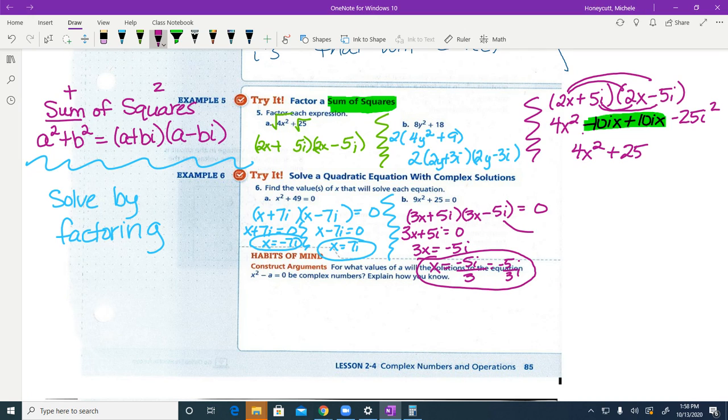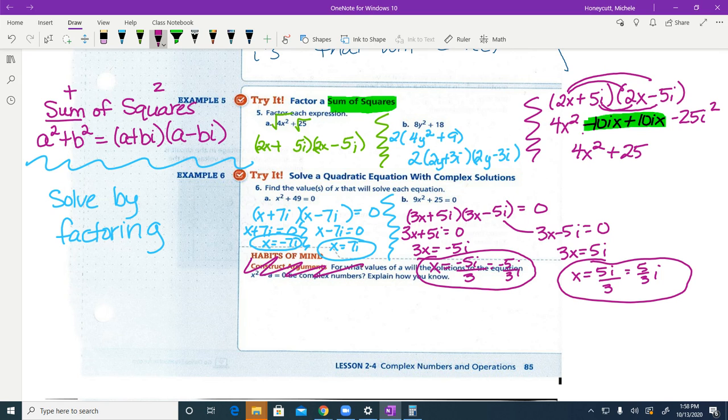For the second part, 3x minus 5i equals 0. Add 5i on both sides. 3x equals 5i. x is going to be 5i over 3, or 5/3 times i. Both are the same. That's one way to solve those. The other way, if you don't want to factor, you could isolate the x. So let me do that second one again without factoring.